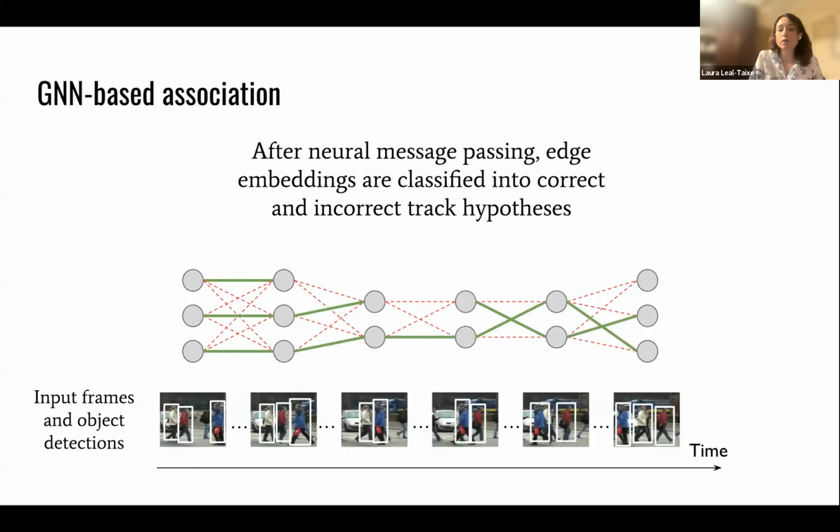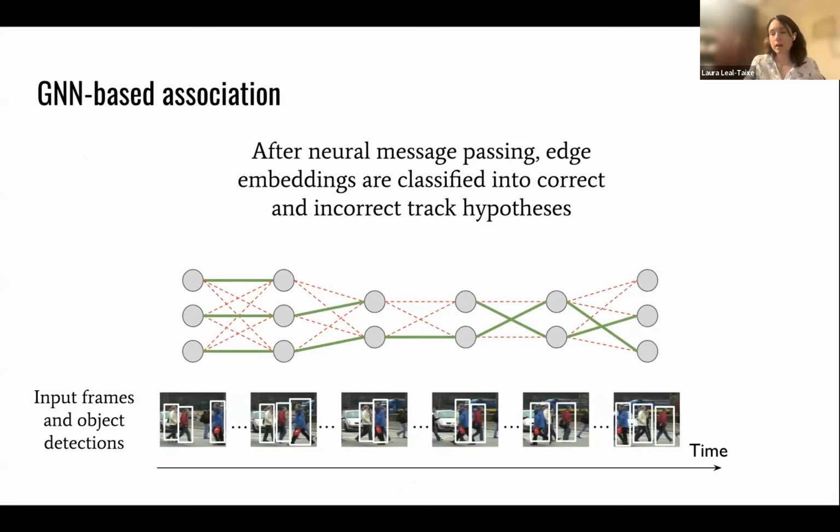now the only thing I need to do is basically solve a classification problem, right? Is this edge active or not? And this is what's going to give me directly the trajectories. So essentially my loss is going to be a classification loss. Is this edge active or not?